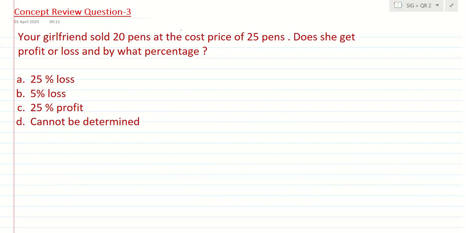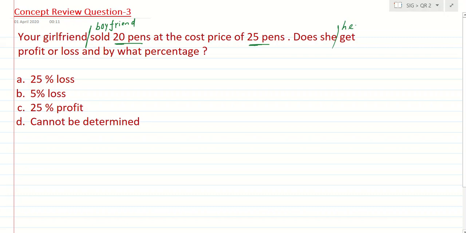The question reads: your girlfriend sold 20 pens at the cost price of 25 pence. Why girlfriend only? It could be girlfriend slash boyfriend. The question is partial, you get it, don't you? Also, I can say boyfriend. Okay, sold 20 pens at the cost price of 25 pence. Simple, right? And does she, or he, get a profit or loss, and by what percent?